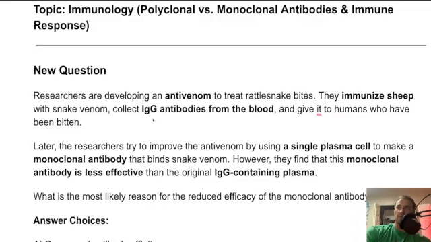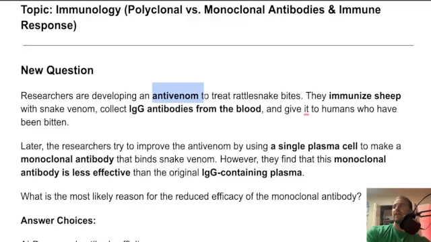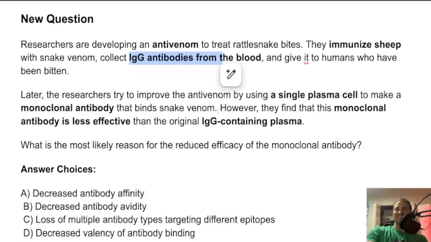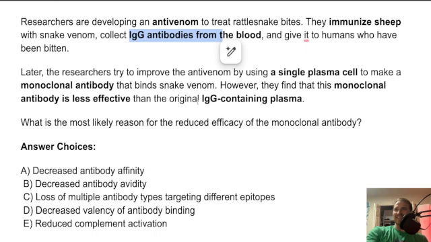All right, tough question, but I'll help you guys through it. Researchers developing antivenom immunize the sheep with snake venom, collect the IgG antibodies, and give it to humans. Classic human thing to do. We're trying to improve the antivenom by using a single plasma cell to make a monoclonal antibody. However, this monoclonal antibody is less effective than the original. What? Okay, why is it less effective? What's the reason for the reduced efficacy?